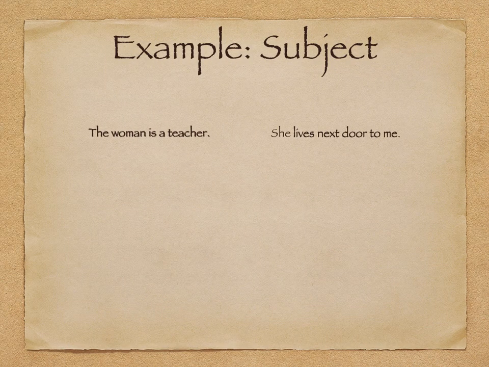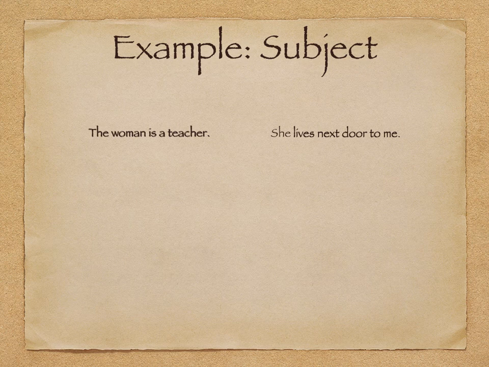Let's take a look at some examples. So first, let's look at an example where the relative pronoun is going to be the subject of the clause. So I've got two sentences here. The woman is a teacher, and she lives next door to me. In these two independent clauses, there is a noun that is the same. So in the first clause, it's woman, and then in the second clause, it's the pronoun she. Now, to make a more advanced sentence, I can combine those two using an adjective clause. And I can take that second clause, she lives next door to me, and turn it into an adjective clause.